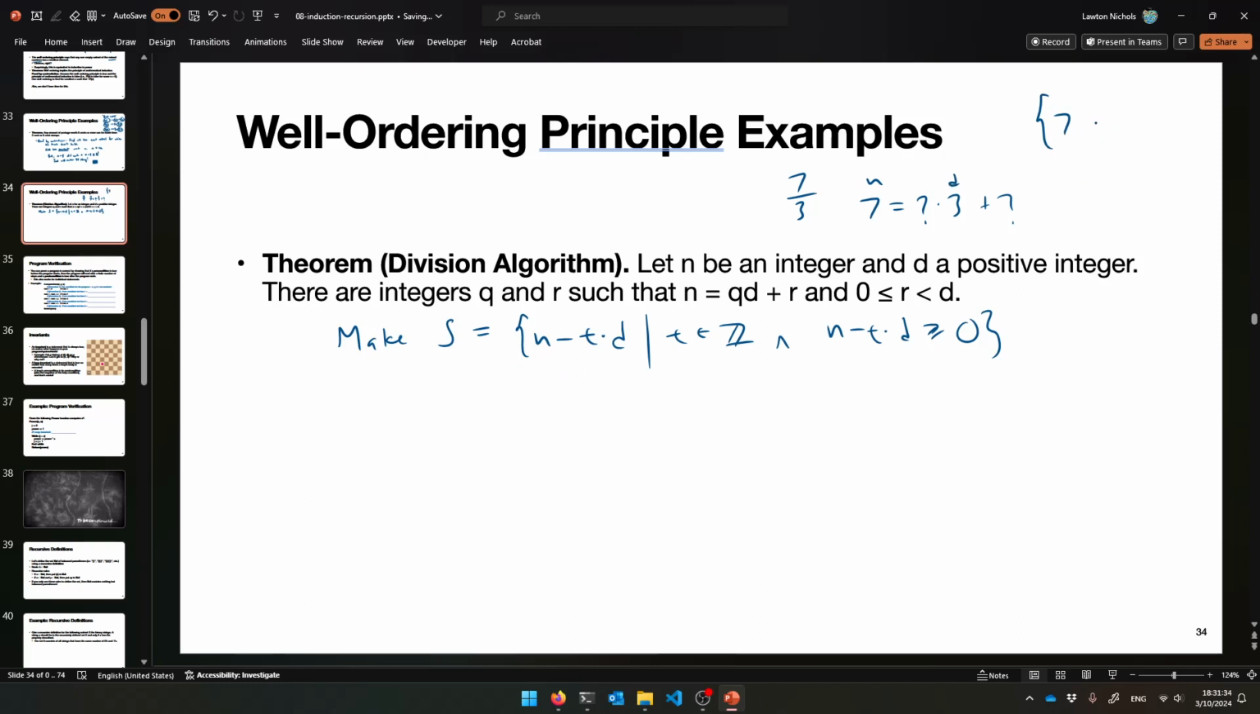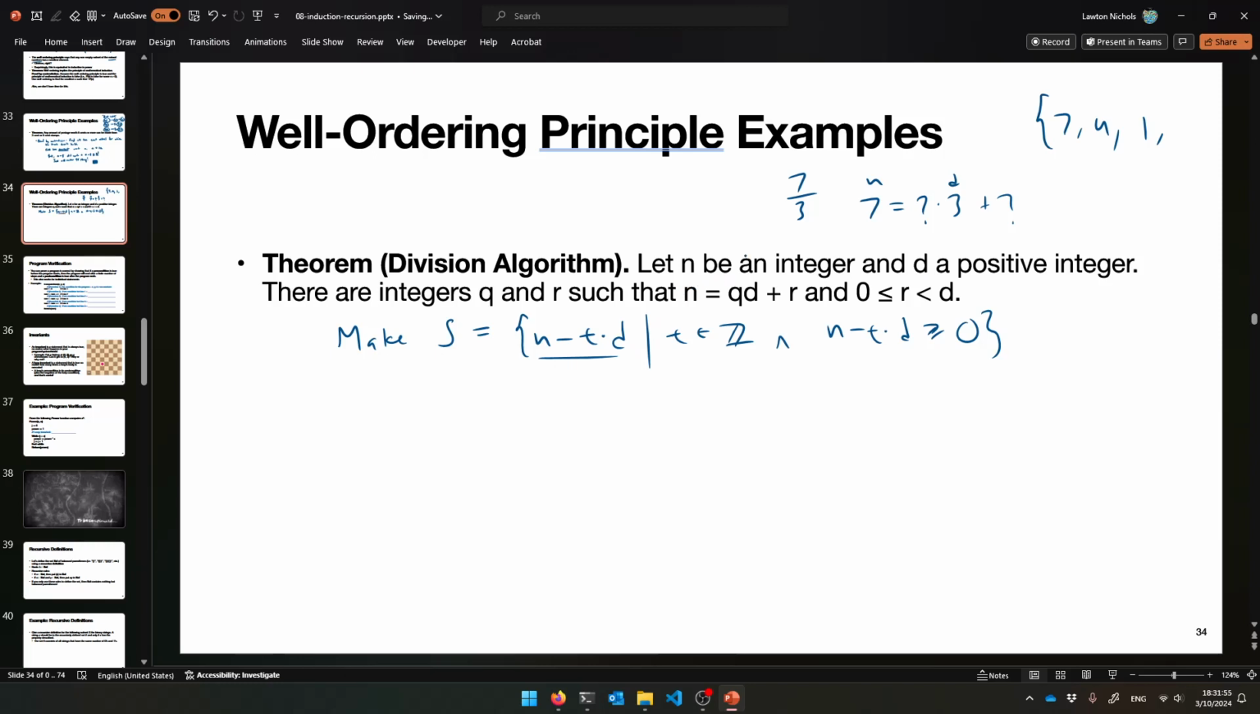And then what else do I have? I could have t be 1: 7 minus 1 times 3. That's still greater than 0, so that's 4. 4 is in the set. 1 is in the set. And I'm picking out all the ones that are positive. Like, I could go farther.